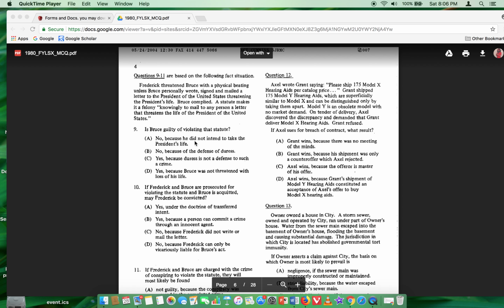A, no, because he didn't intend to take the president's life. B, no, because of the defense of duress. C, yes, because duress is not a defense of such a crime. Or D, yes, because Bruce was not threatened with the loss of his life. Now, you can pause it here. And I am going to show you the answer.